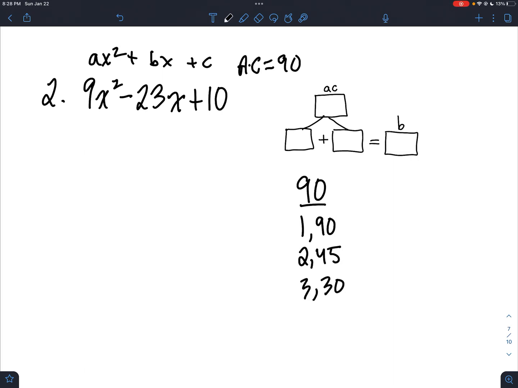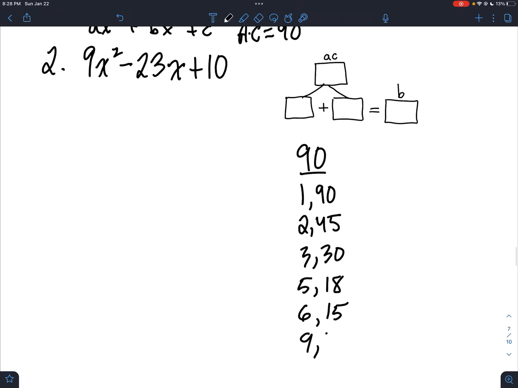How about 2 and 45, 3 and 30? 4 doesn't work because you can't cut this in half. 5 works. Let's see, 5 times, what would it be? 16? No, 18. Okay. 6 would work too. So now you can kind of see that this can get pretty intense. And 9 works too. And then that'll be it, because then I go to 10 and then I start rewriting, so we're good.